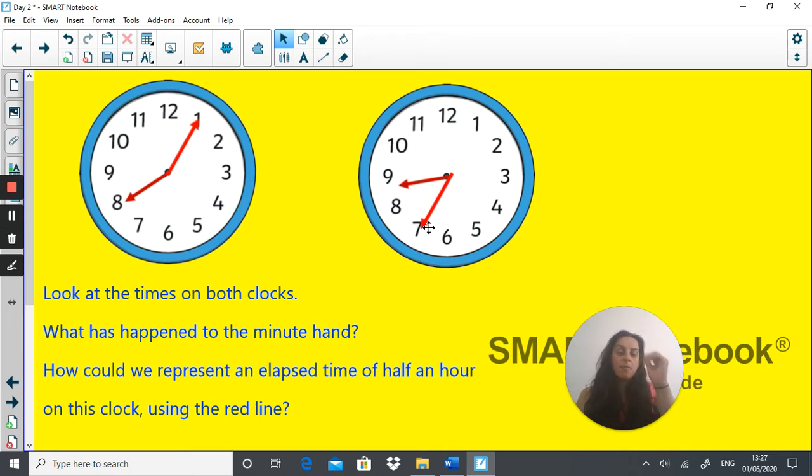Now, my red line was like this in the previous slide. How can we draw a red line here to show the elapsed time of half an hour? Just pause the video and in your books, draw how the red line would be to show the half an hour that's elapsed in this situation.